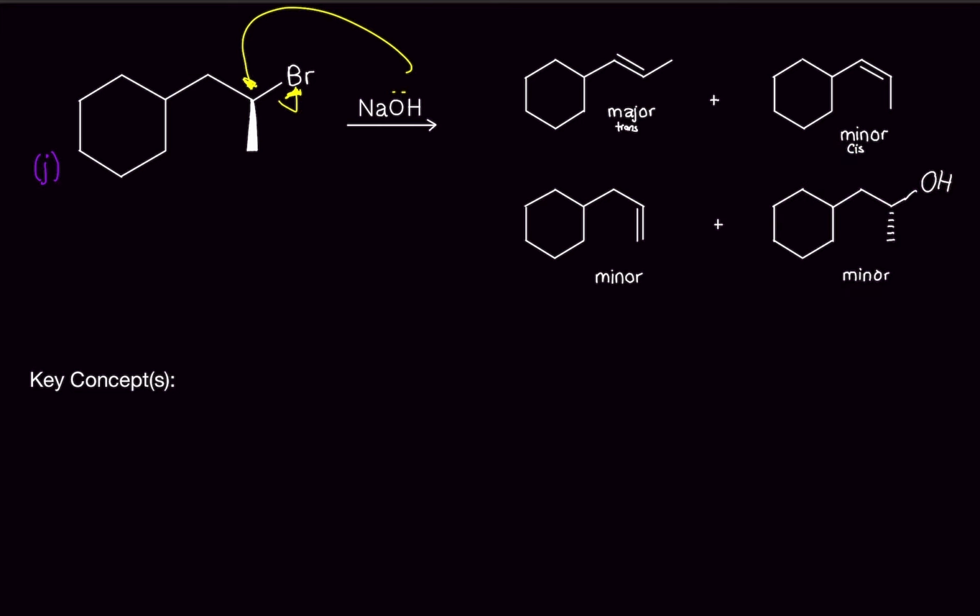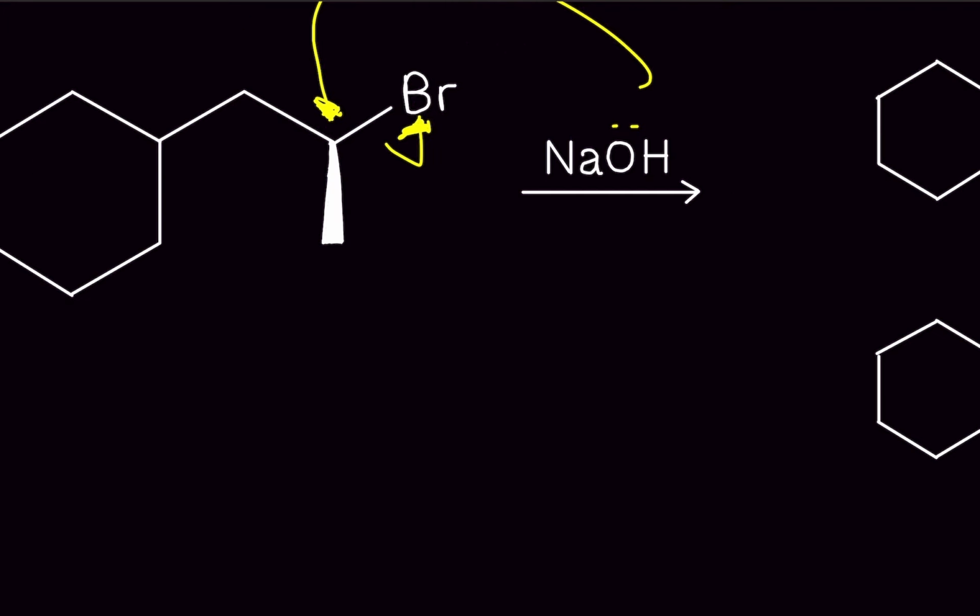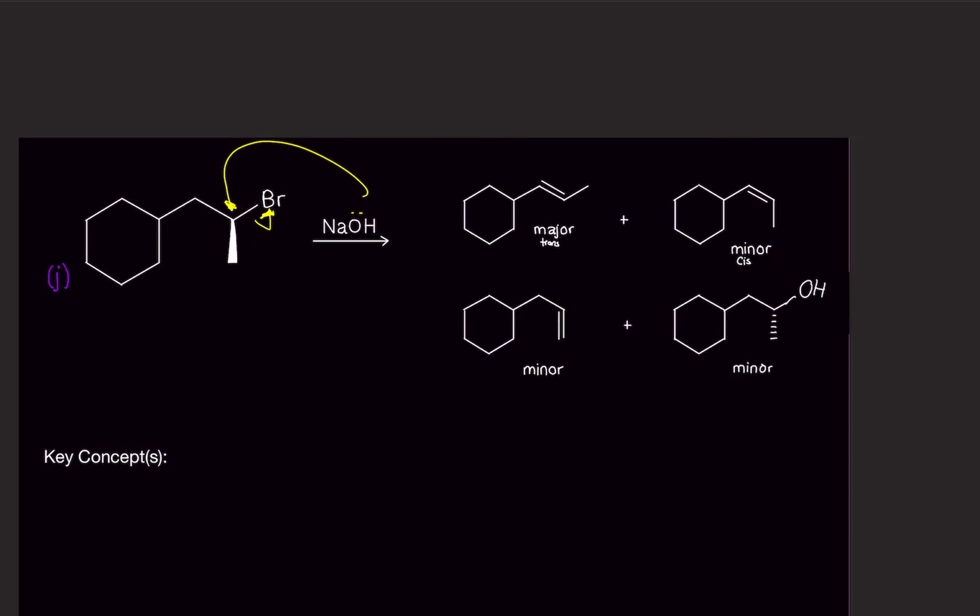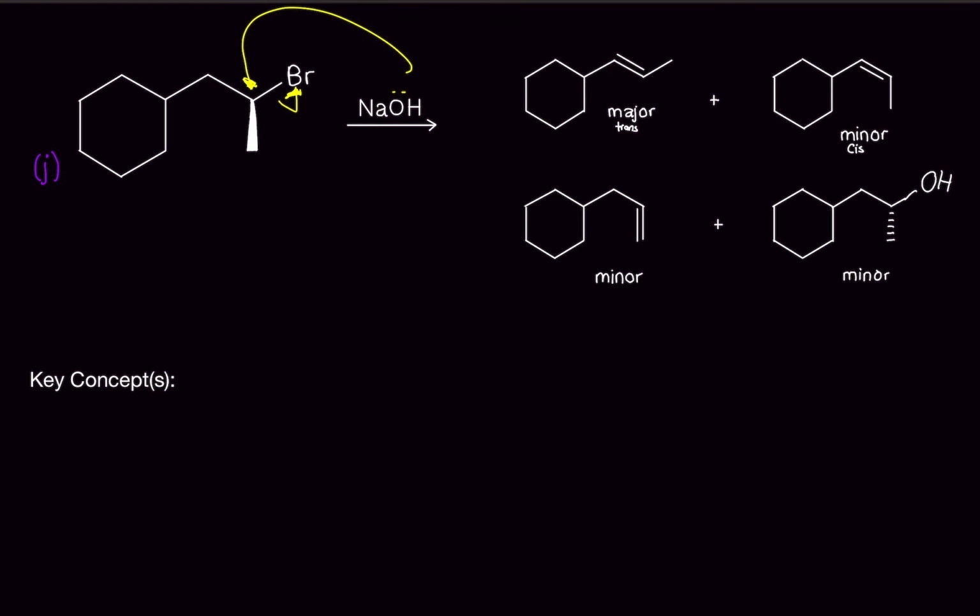Oh, I forgot something. Aha, see, I make mistakes too. I forgot you had to do inversion of configuration, even though I talked about it earlier. So this is important. Even though the group that we're replacing is not on a wedge or a dash, we are still attacking the carbon that has a wedge, right? We're attacking this carbon that has a wedge. Even though it's not part of the bromine, or where we're doing the substitution reaction, we're still attacking it. So that means we have to switch it. Oh, sorry. So yes, teachers can make mistakes too, right?